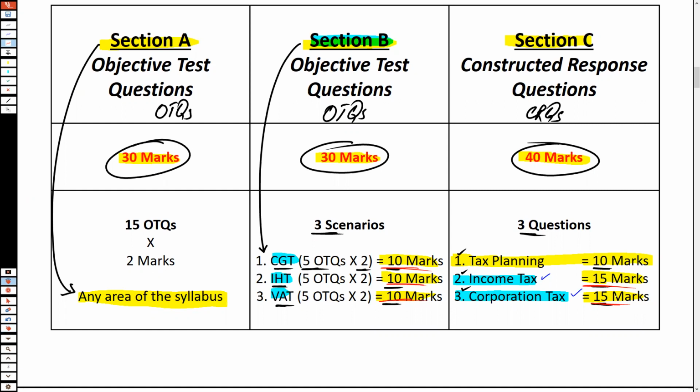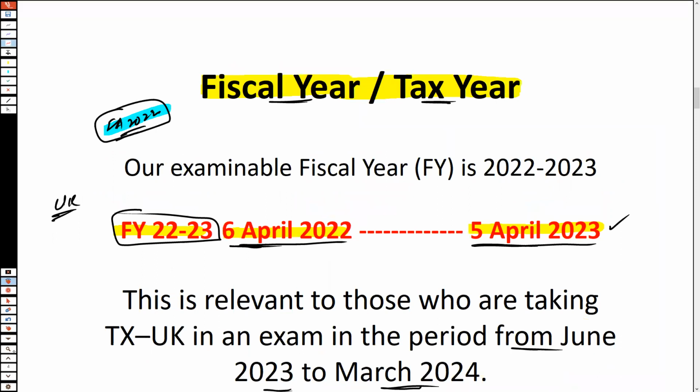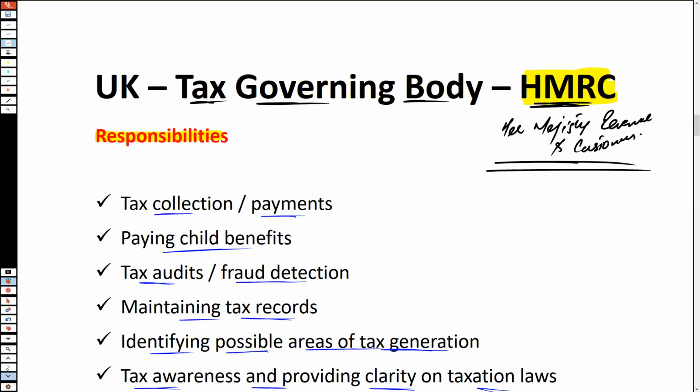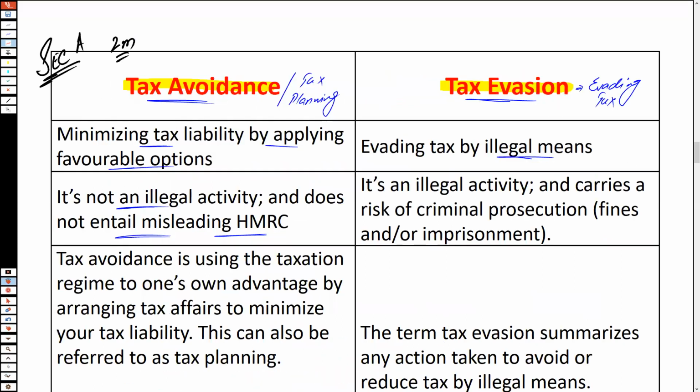15-mark question will be asked for income taxes, 15-mark question will be asked for corporation taxes, 10 marks for CGT, 10 marks for IHT, 10 marks for value added tax. And for the remaining 40 marks, like tax planning and the section A type questions, we are not aware which kind of questions will be asked. Then we discussed in the Finance Act 2022, fiscal year 22-23 is relevant, and the relevant dates are 6 April 22 and 5th April 23. Then we also discussed tax evasion and tax avoidance, and I have guided you in section B of the question. These terms can be asked for a 2 marks question.